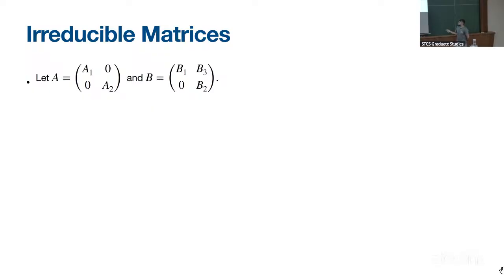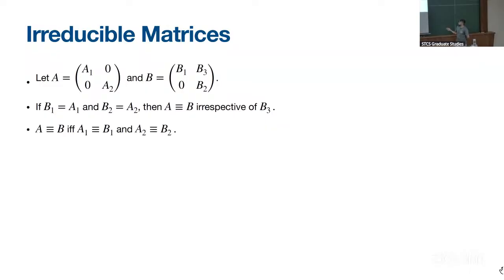Here, first see an example of two matrices A and B. Here A1, A2 and B1, B2 are principal submatrices of the same dimensions. Now, suppose B1 is the same as A1 and B2 is the same as A2. Then these two matrices have the same principal minors, irrespective of whatever the entries of this matrix B3 are. So we can generalize this statement and say that A and B have the same principal minors if and only if the pairs of matrices A1, B1 and A2, B2 are principal minor equivalent to each other.